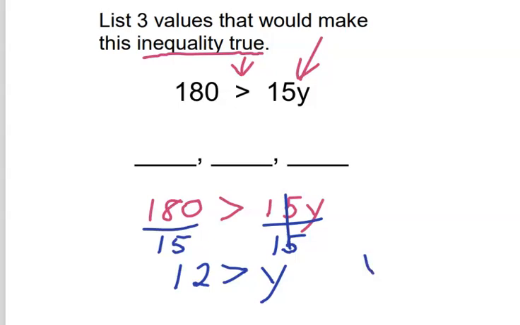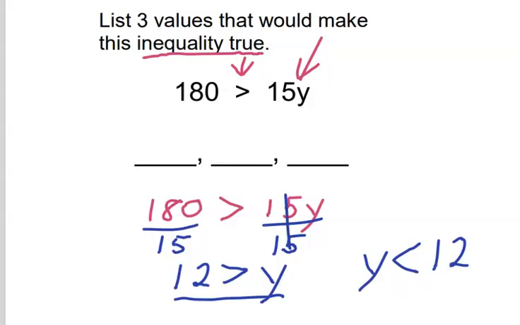And I have a thing where I always like to make it so that the variable is first. So I'm going to rewrite it. Instead of saying 12 is greater than y, I'm going to flip everything over, put the y on the left side, change the direction of the sign, and put a 12. Because in my mind, I can really clearly understand when I say y is less than 12. I know that it could be any number that is less than 12.